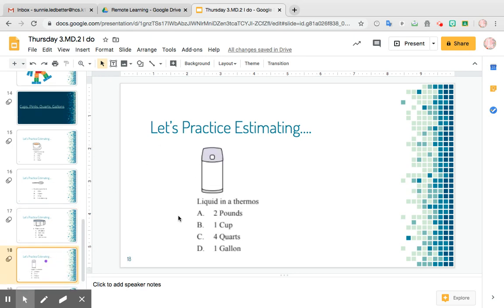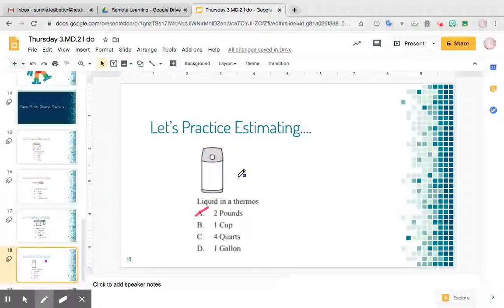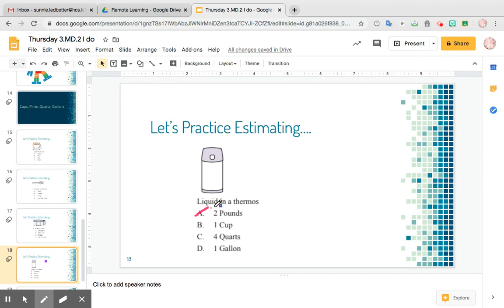Slide 18. All right, it says liquid in a thermos. This is something your parents might bring to work if they want to keep their coffee warm. I see some of you guys drinking this at school. So let's look at our answer choices. We have A, 2 pounds. I'm just going to go ahead and eliminate A because I know pounds is weight. It's not asking for the weight of what's inside here. It's asking how much liquid.